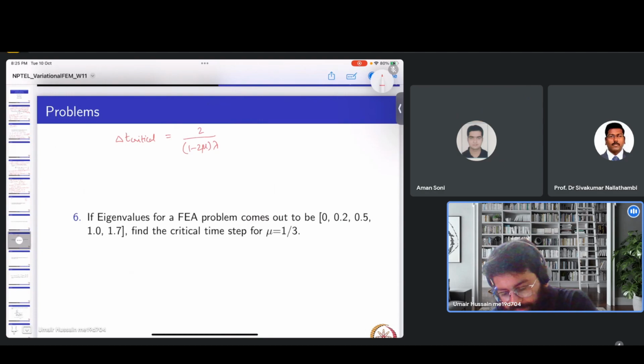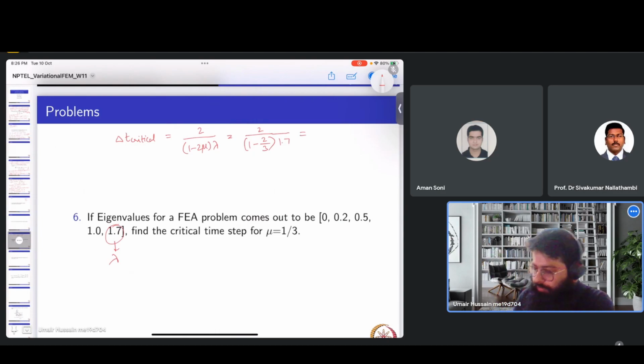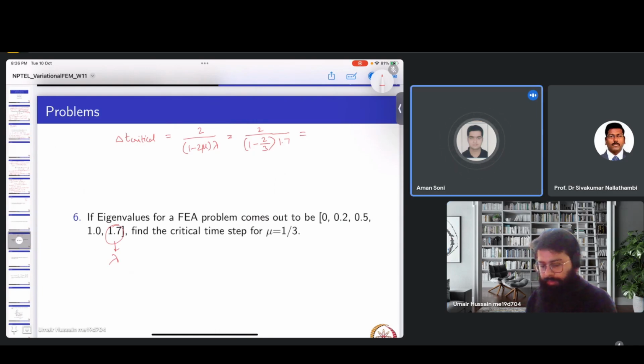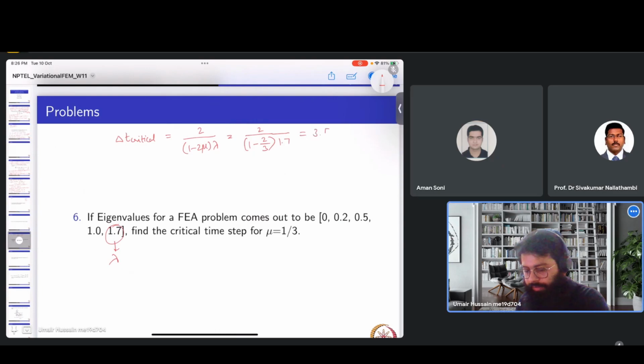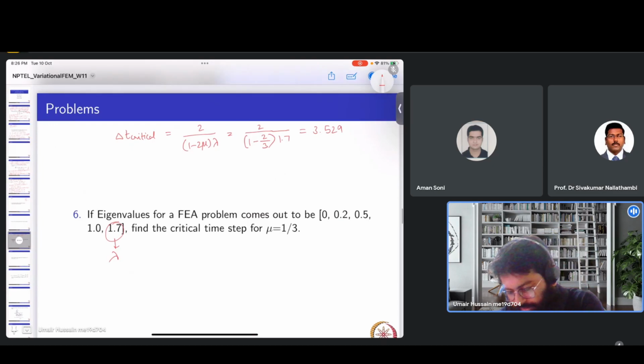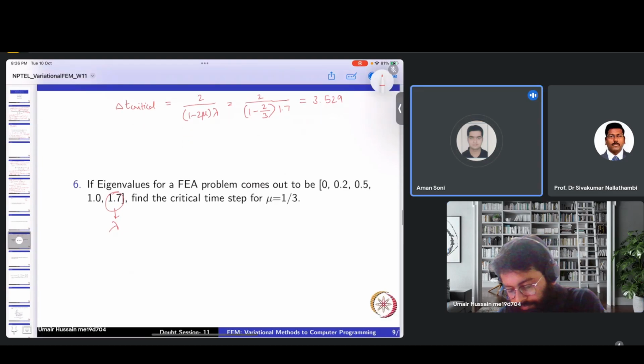So we have mu equals 1 by 3, 1 minus 2 by 3, and lambda is the max value. This is the lambda that we have to use, 1.7. So I just quickly calculated, 2 upon 1 minus 2 by 3 into 1.7, 1.7. That would be 3.529. Okay, this was the straightforward use of the formula.